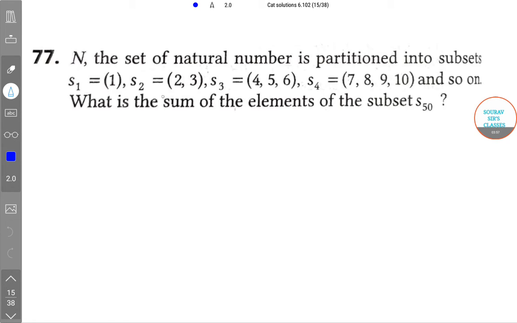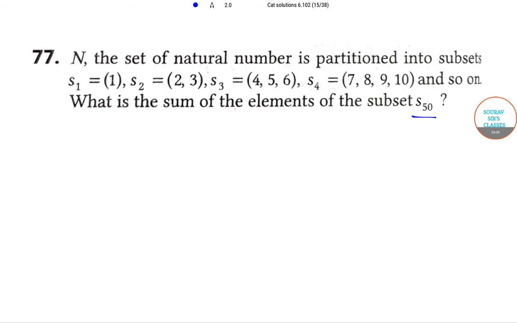The next question is: N, the set of natural numbers, is partitioned into subsets S1 is equal to {1}, S2 is equal to {2, 3}, S3 is equal to {4, 5, 6}, S4 is equal to {7, 8, 9, 10} and so on. Then what is the sum of the elements of the subset S50? Now first elements of each set is equal to 1, 2, 4, 7, 11, 16 and so on.